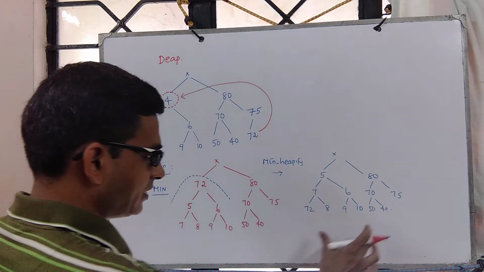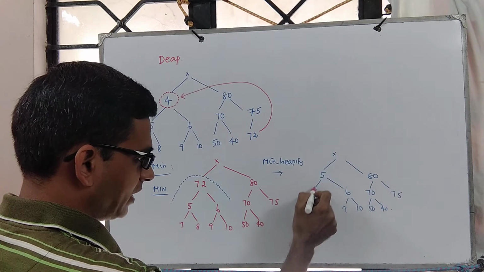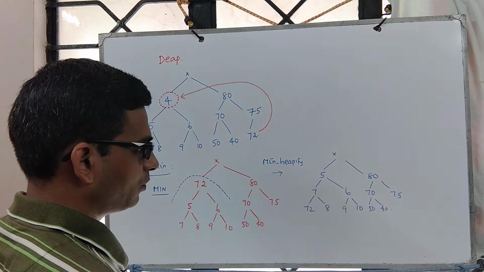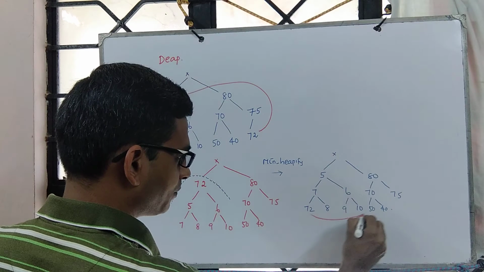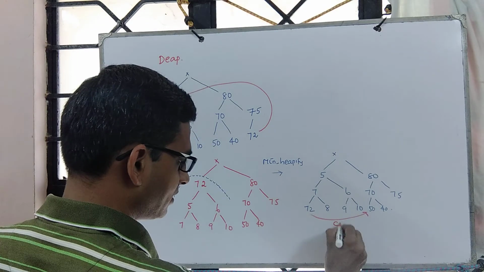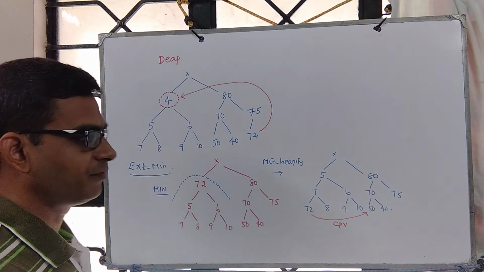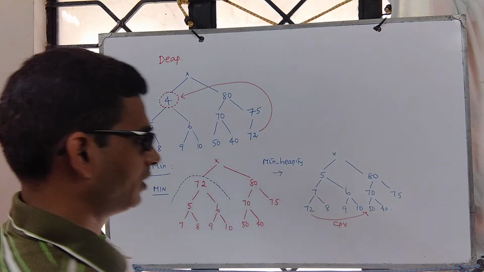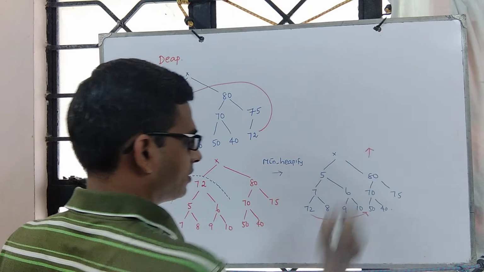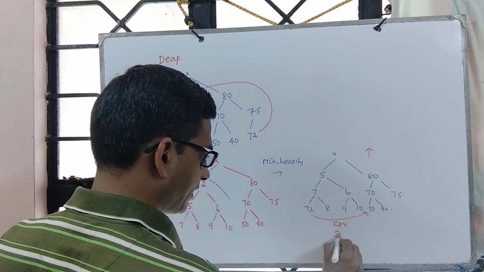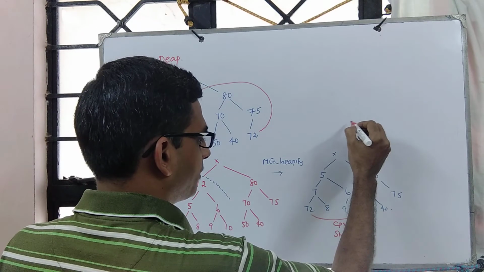Now, is this a deap? Because of this swap and then subsequently we brought the root down, there may be a violation of the correspondence property. In this case, yes, there is a correspondence property violation. So to set this right, we need to go for a swap. So we set right this property.